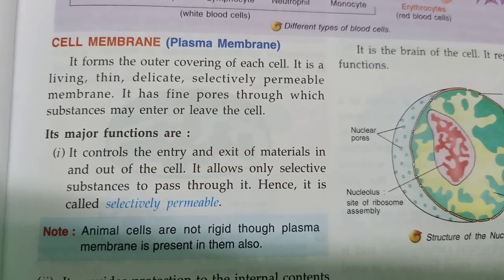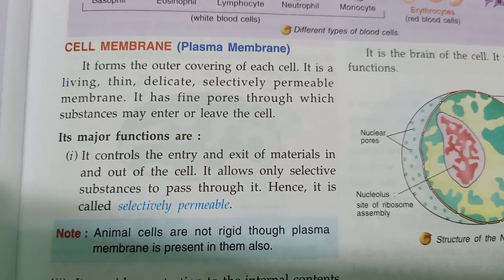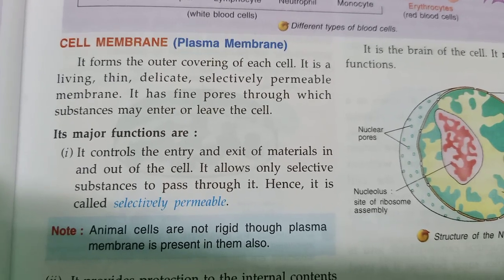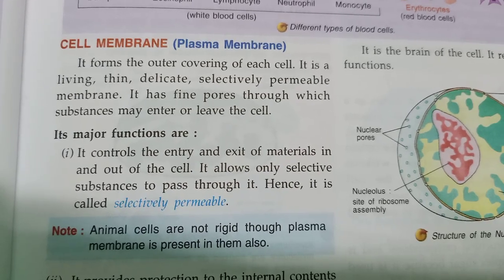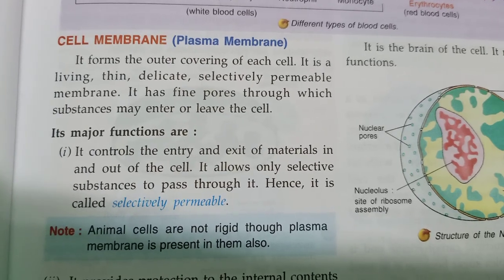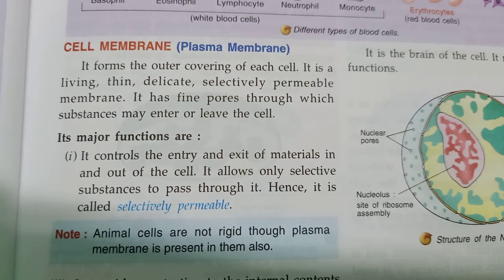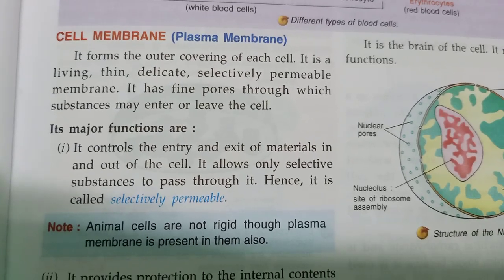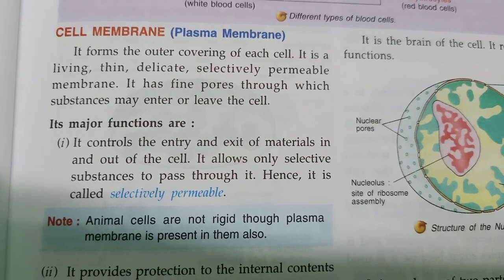It forms the outer covering of each cell. As I have shown you in the diagram of Paramecium and in the diagram of Bacterium, this cell membrane is the outer covering of each cell. It is a living, thin, delicate and selectively permeable membrane. It has fine pores through which substances may enter or leave the cell.